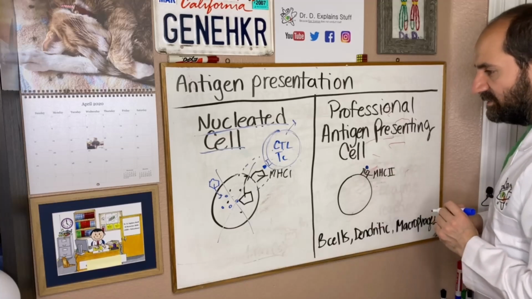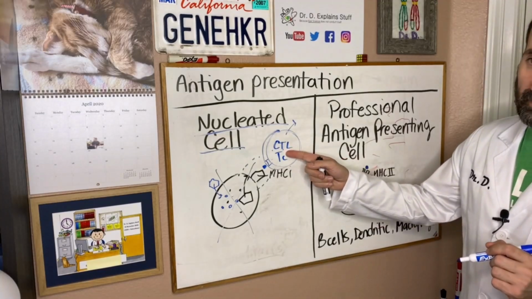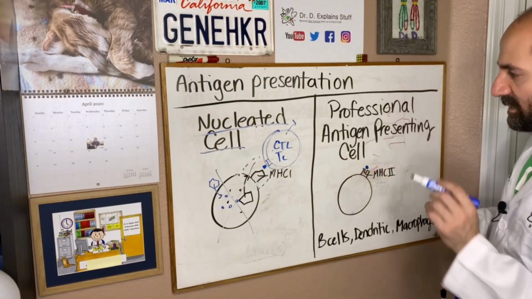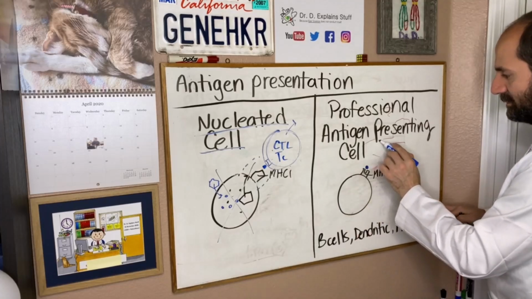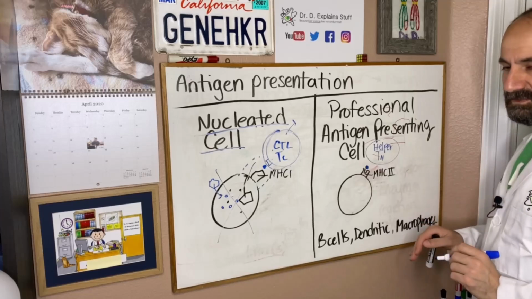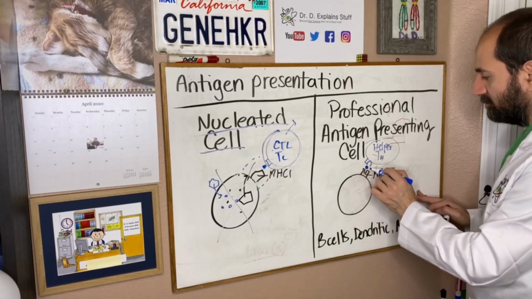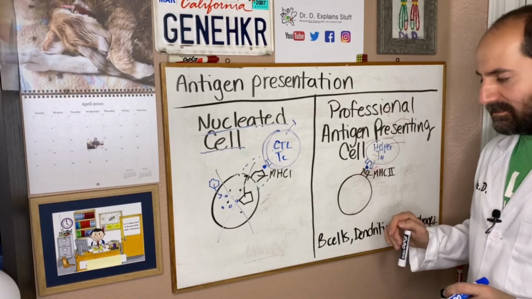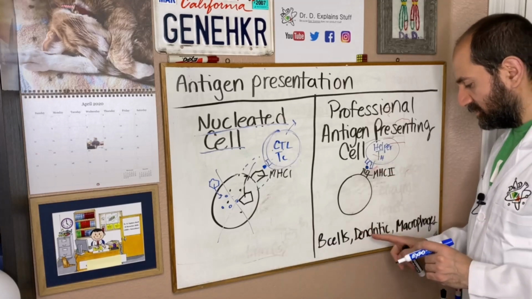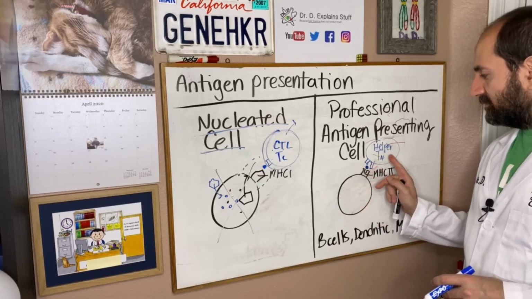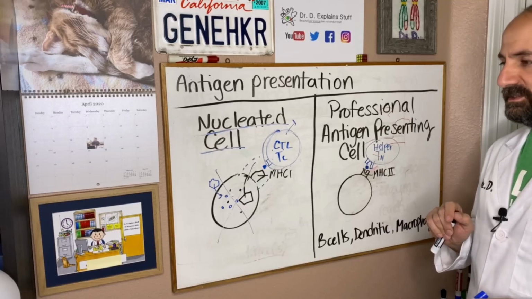And MHC II is not recognized by cytotoxic T cells or TC cells. MHC II is recognized by a different T cell. In this case, it's called a TH cell or a helper T cell. Helper T cells have specific T cell receptors that recognize foreign antigen on MHC II. So your B cells, your dendritic cells, and macrophages present foreign antigen on MHC II, and that's recognized by T helper cells.